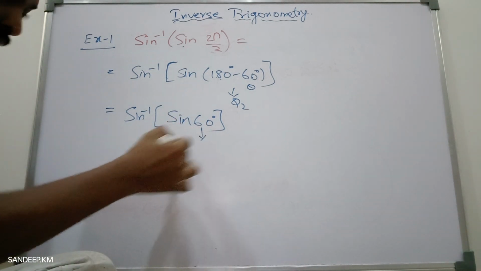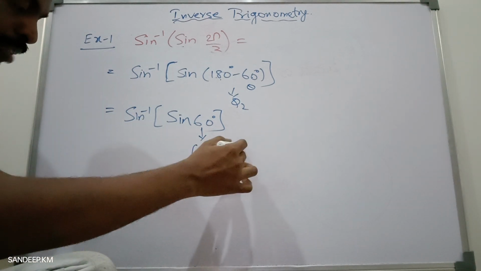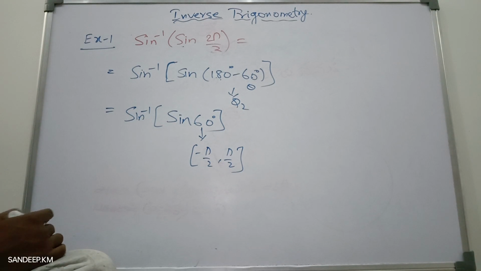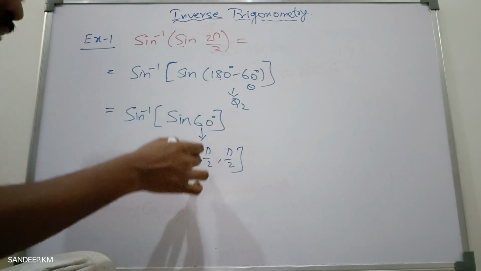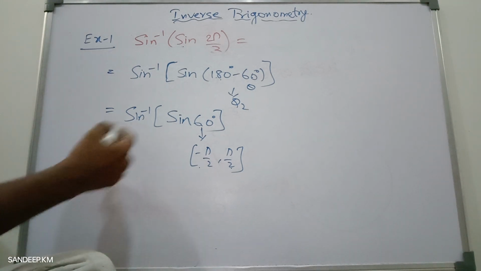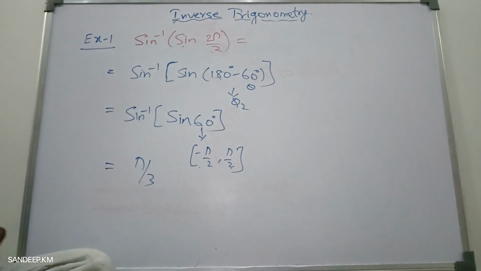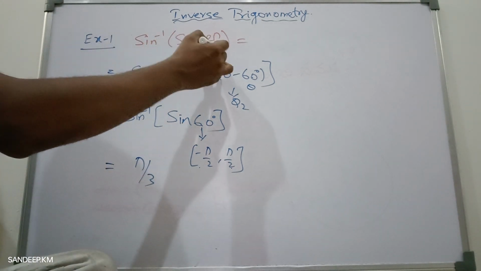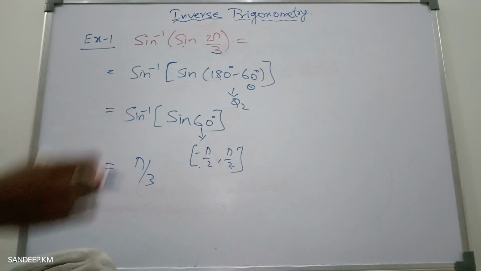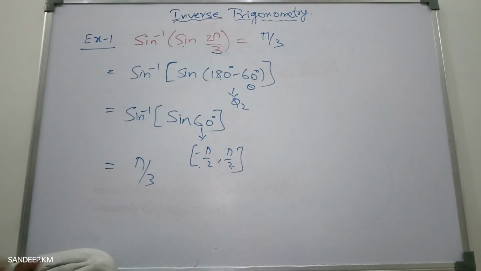This angle 60 degrees is present between minus pi by 2 comma plus pi by 2. It is between minus 90 and plus 90. Correct or not? So then we can say that the answer is 60 degrees, which means pi by 3. So what is the answer? Sine inverse of sine 2 pi by 3 is not 2 pi by 3. It is actually pi by 3. Let us discuss more examples to have clarity.